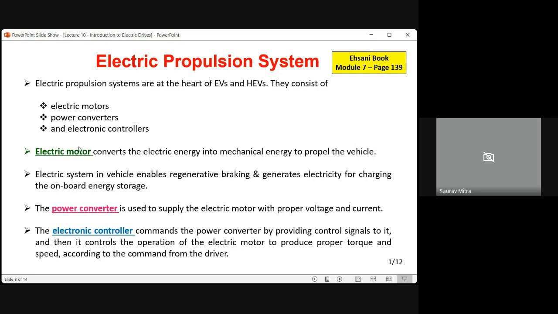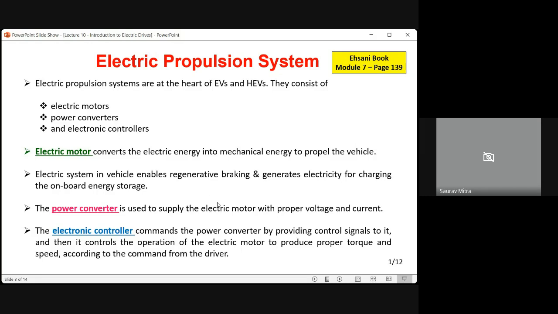What is the electric motor? Electric motor converts the electric energy into mechanical energy to propel the vehicle. This system in vehicle enables the regenerative braking. Regenerative braking happens when we are using electrical braking, and it generates electricity for charging the onboard energy storage. So electrical braking actually enables regenerative braking, which gives some power back to the battery, and it helps save some energy in electric vehicle. A very important feature of electric vehicle which is not found in a mechanical vehicle.